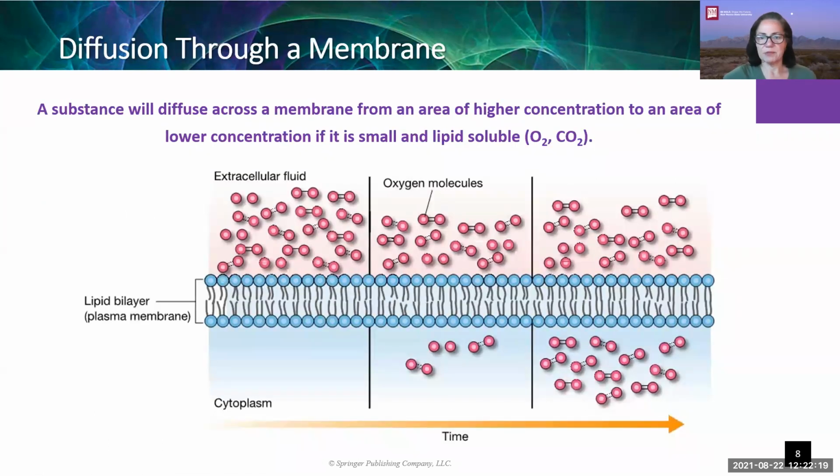This is just a diagram showing diffusion through a membrane. So if there's a lot of this molecule on the outside, these are all oxygen molecules, they can pass freely through that phospholipid bilayer because they don't have a charge. They're also hydrophobic, so they pass right through with no problem. So that's just simple diffusion.